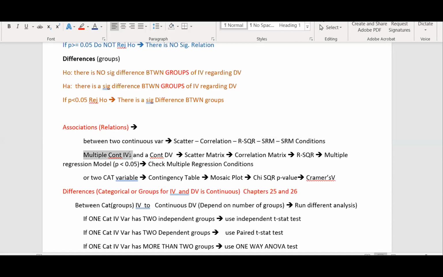If you have multiple continuous IVs and a continuous DV: scatter plot matrix, correlation matrix, R-square, multiple regression model, and checking conditions. If both IV and DV are categorical: contingency table, mosaic plot, chi-square, p-value, and Cramer's V, right? There's one more analysis I've missed here, and that's the analysis for logistic regression. That's what I'm adding today.